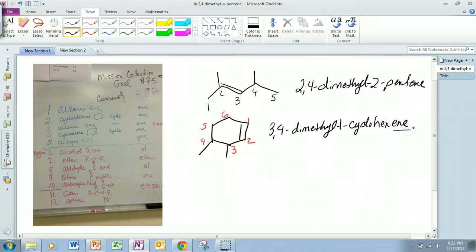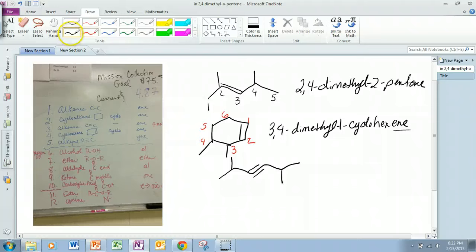Since I have that double bond. So how about a triple bond? So let's just do, put a triple bond in there, put a methyl group there, put one there. Okay, so let's number this. We have to start so that the triple bond gets the lowest number possible.